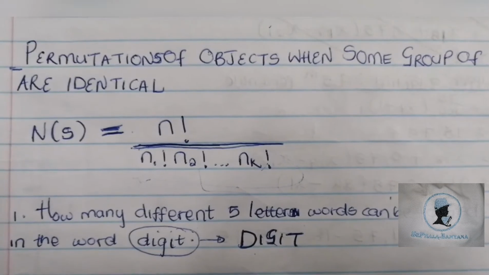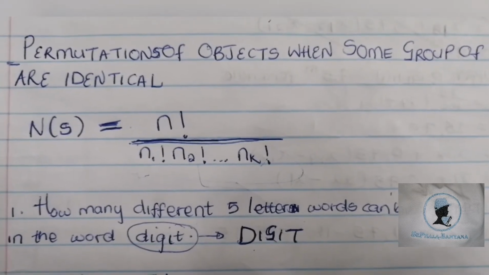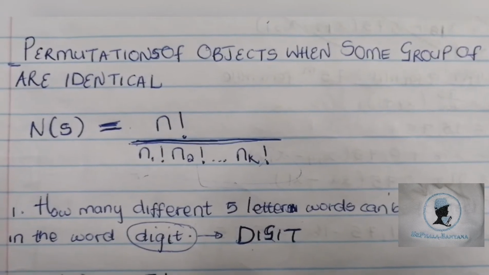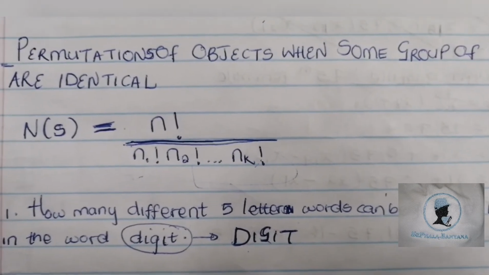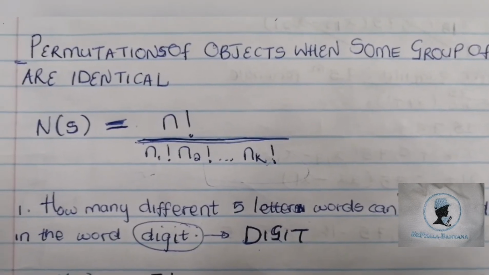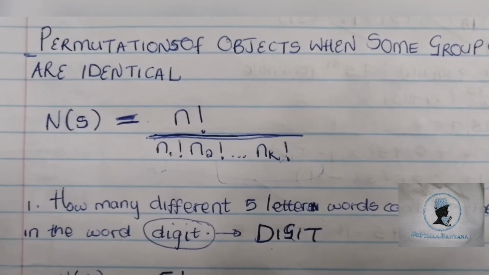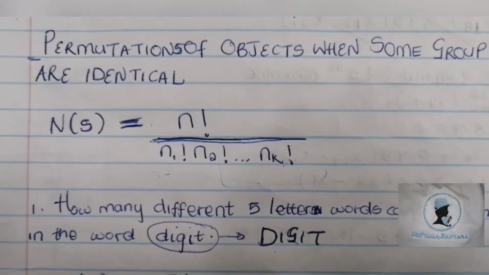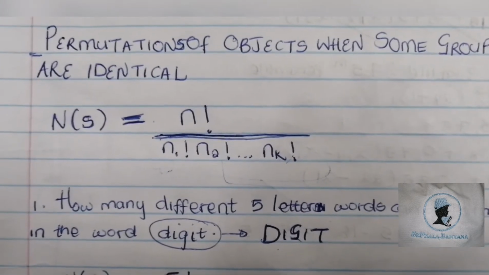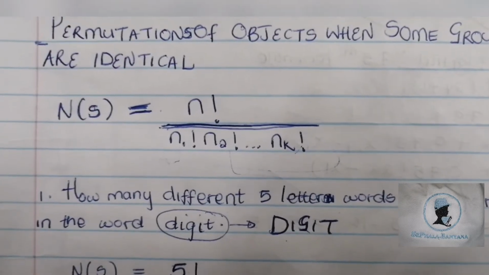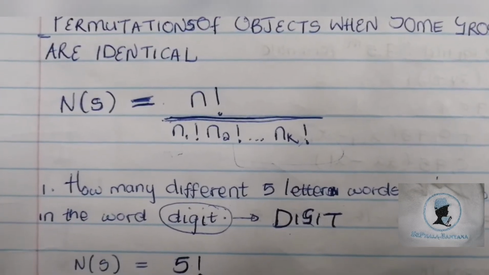Welcome to part 2 of counting methods. Today we'll start with permutations of objects when some group of items are identical. In the previous video, part 1 of counting methods, we ended with permutations of n unique items.